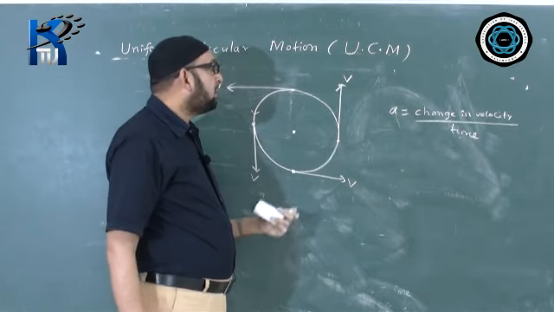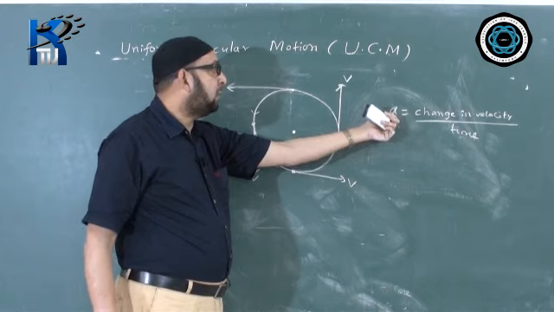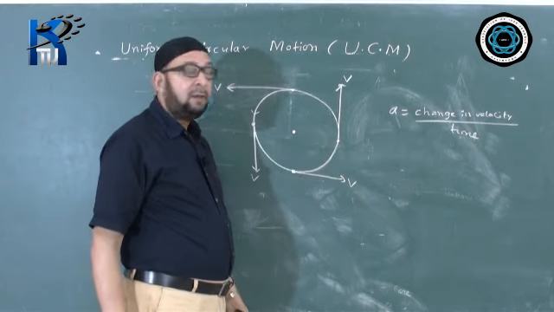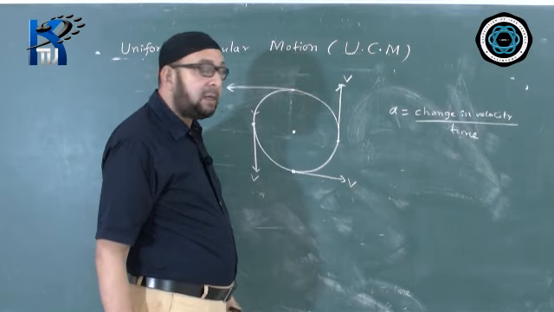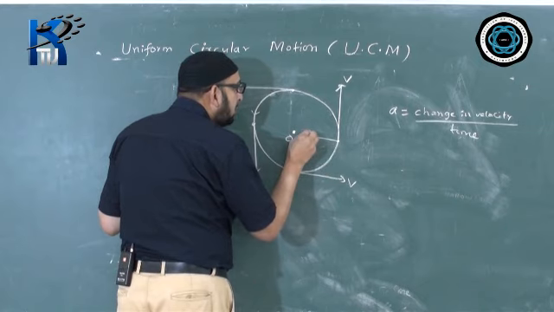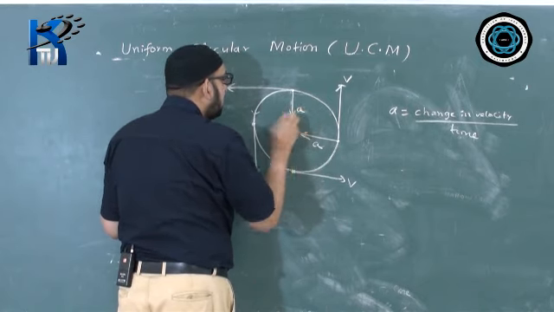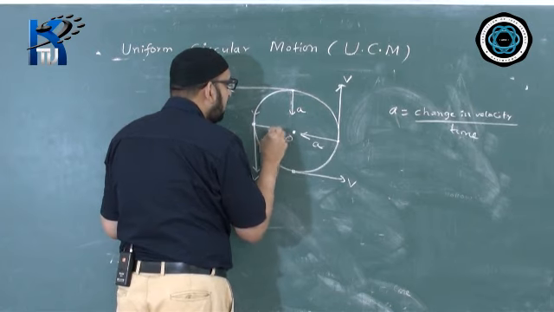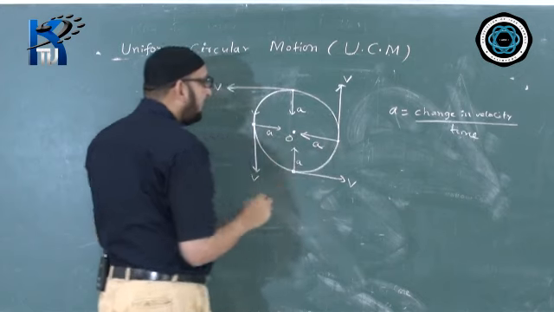Now, the question arises, in what direction will this acceleration act? What will be the direction for this acceleration? We will find that at every point the acceleration direction will be towards the center of the circle. That means the direction of acceleration will be like this. At this point, like this. At this point, like this. At every point, acceleration will be directed towards the center of the circle.